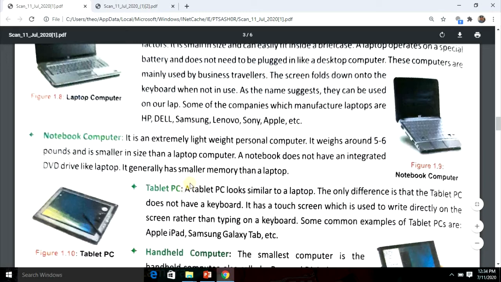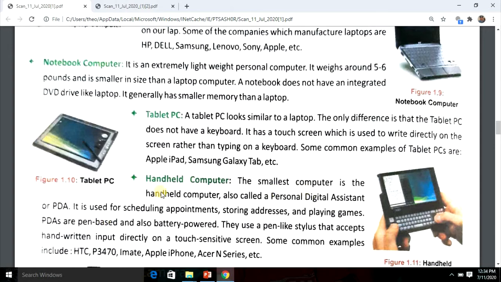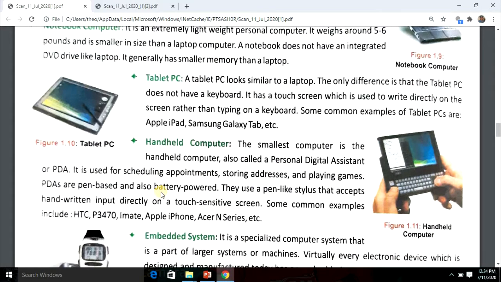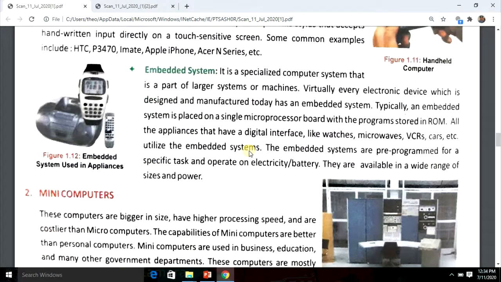Some microcomputers that we use in our daily life are the laptop and notebook. You know about that. Tablet PC, and handheld computer, which is a computer with a keyboard that we can keep in our pocket, or we use it in our daily life on a mobile. Embedded systems, the smartwatches and other things, are the embedded type of system.